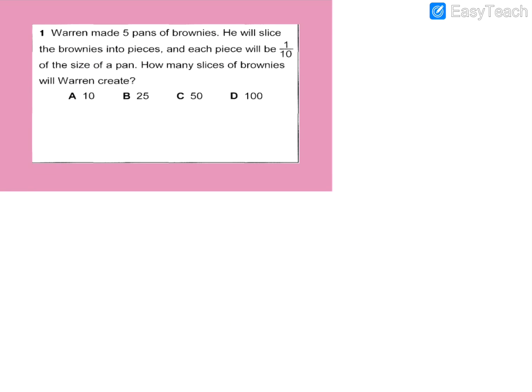Let's do another one. Warren made 5 pans of brownies. So we have 5 pans of brownies. He will slice the brownies into pieces. What does the word slice indicate? Okay, it indicates division into pieces, and each piece will be 1/10 of the size of a pan. So the question that they want is, how many slices of brownies will Warren create?